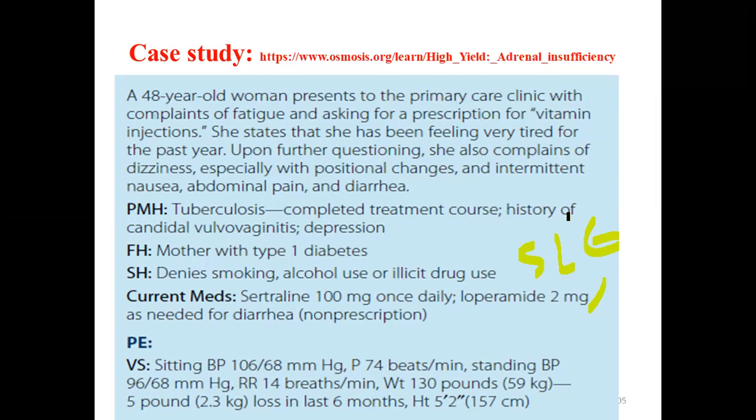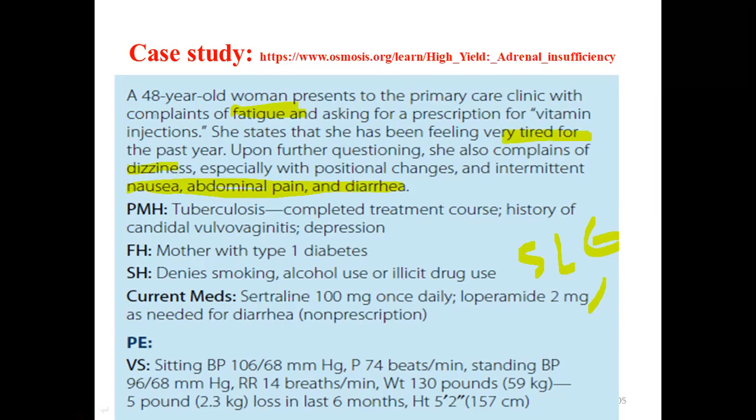Okay, so this is a 48-year-old woman, and her main presenting complaint is fatigue, and she's assuming that it's because of low vitamins. But she's also experiencing tiredness, which are common symptoms of adrenal insufficiency. And then she also complains of dizziness, especially with positional changes. So most probably there is postural hypotension, which is also one of the symptoms of adrenal insufficiency. And then intermittent nausea, abdominal pain, and diarrhea.